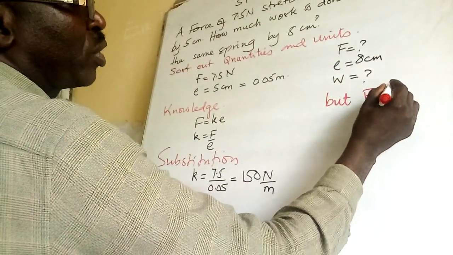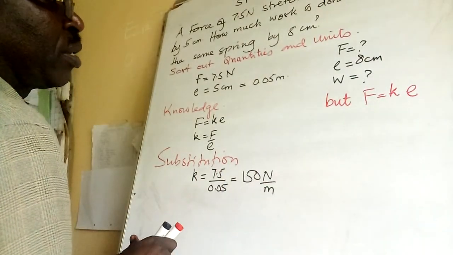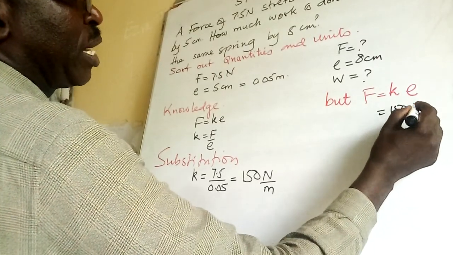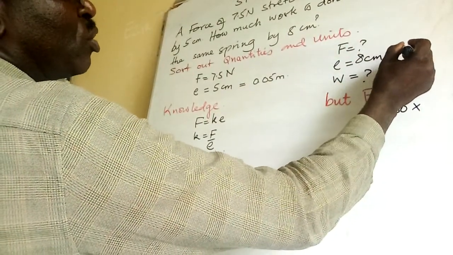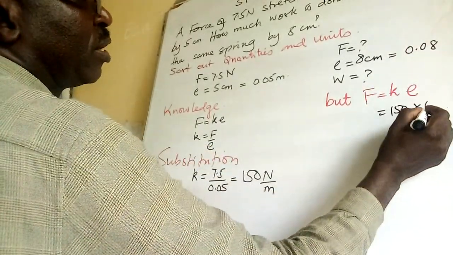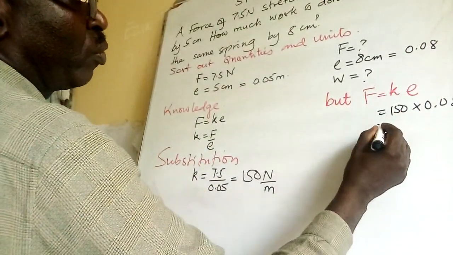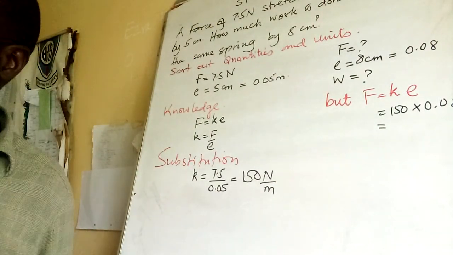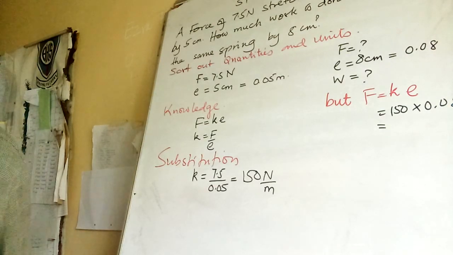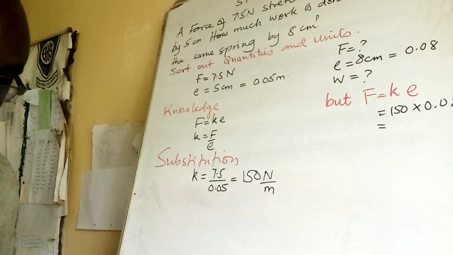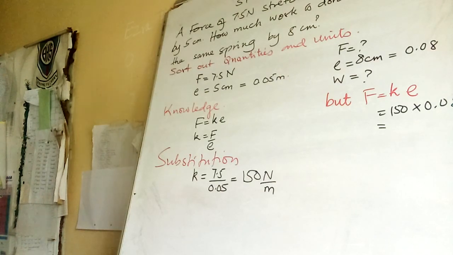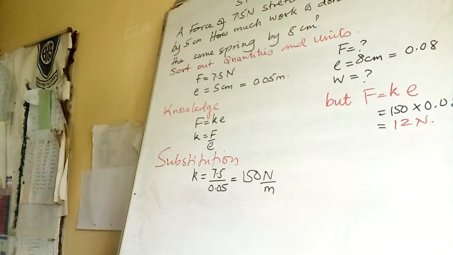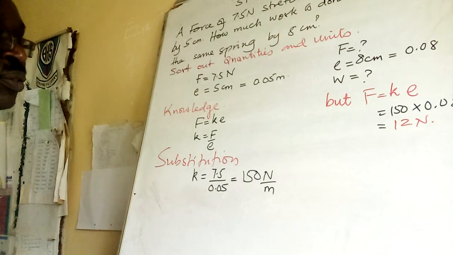I can say force is equal to KE. Okay, then I take 150, I multiply by extension, which has to be 0.08 there, which gives me what now? Quickly, those who have calculators, you can do it. I can do it using my phone. That gives me 12 Newton.